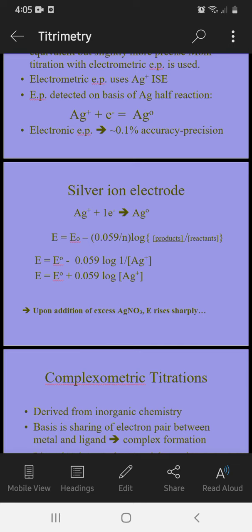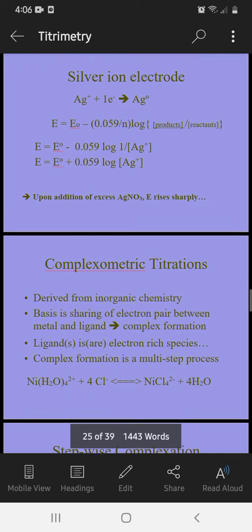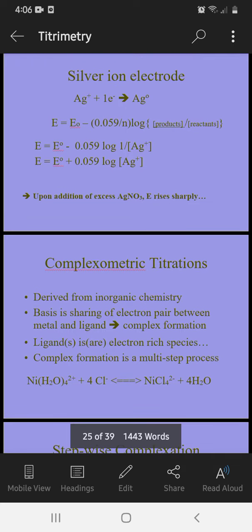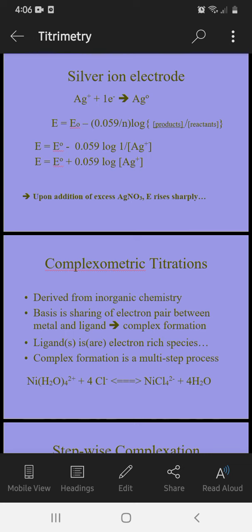0.1% accuracy and precision. Silver ion electrode: Ag+ + e- gives Ag(0). E equals E naught minus 0.059 over n log of products over reactants. E equals E naught minus 0.059 log 1/[Ag+], which equals E naught plus 0.059 log [Ag+]. Upon addition of excess AgNO3, it rises sharply.